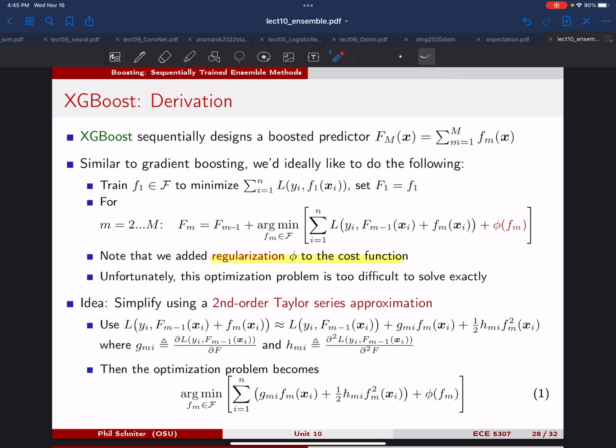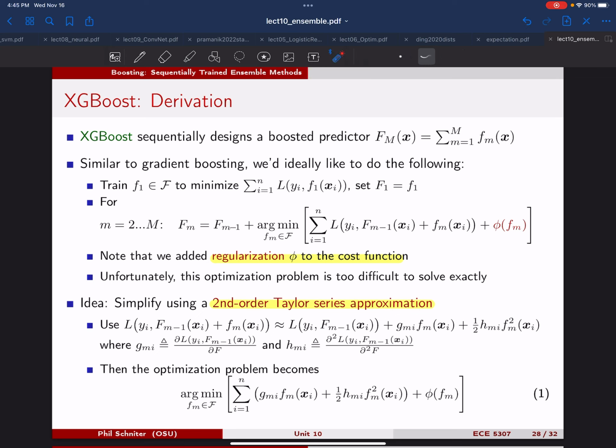Now it turns out that, not surprisingly, this very general optimization problem where we're using a generic loss, generic F, and everything is too difficult. So we're going to approximate it, not with a gradient, but with a second-order Taylor series approximation. So it goes like this.